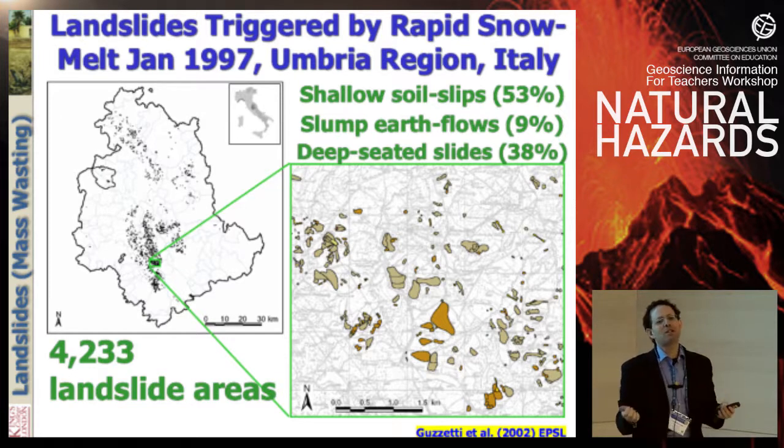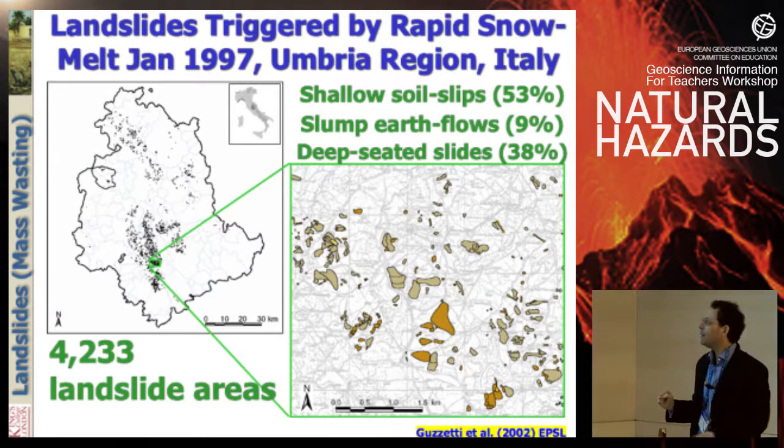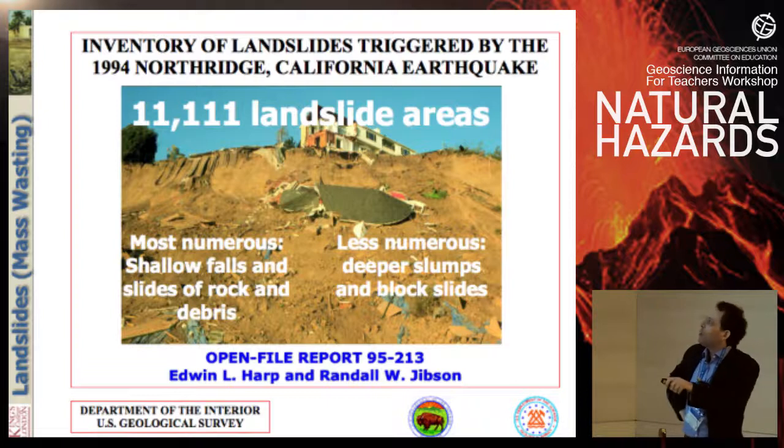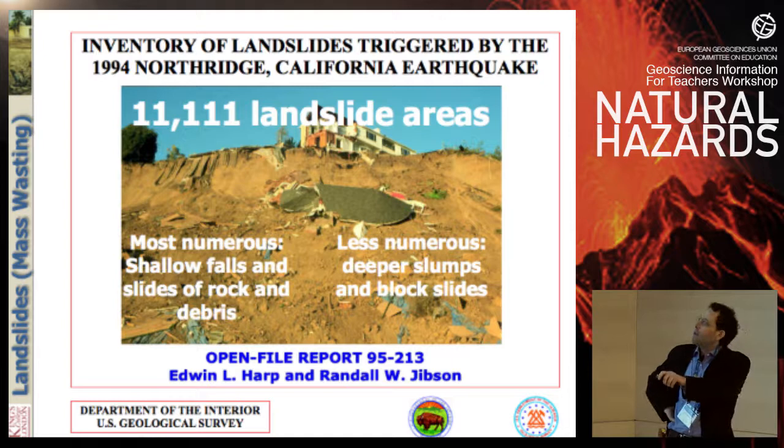Why are we interested in these maps? It's because knowing where landslides have occurred gives us an idea of the probability of landslides occurring in the future. What has occurred in the past for many different natural hazards helps us know for the future where a region is more susceptible or less susceptible. So if we look at Northridge, there were 11,000 landslides here. This is an example of one of the big ones that occurred after the earthquake.